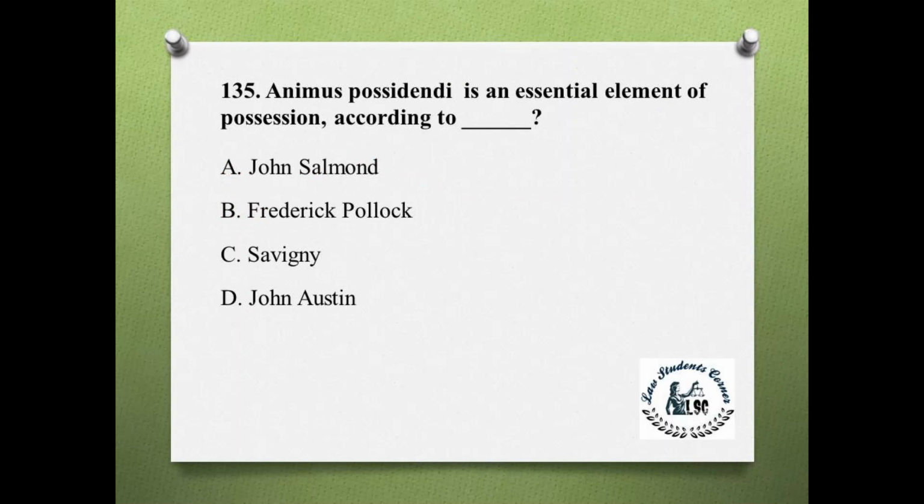Question number 135. Animus possidendi is an essential element of possession according to dash. Option A, John Salmond. Option B, Frederick Pollock. Option C, Savigny. Option D, John Austin. Correct answer is option C, Savigny.